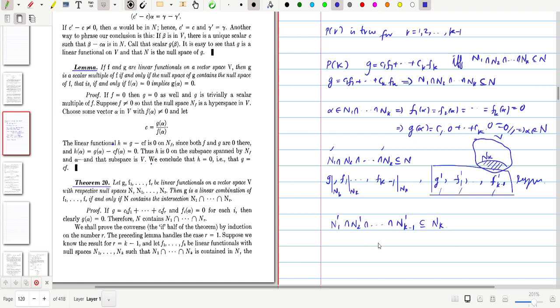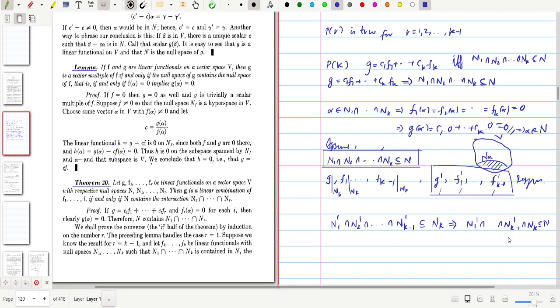Then from this you can write that N1 prime intersection, etc., intersection Nk minus 1 prime intersection Nk, because Nk prime itself is Nk, because Nk prime is the null space of fk prime. Fk prime is a zero functional in Nk, then the null space coincides with this. So this is contained in N using this assumption. We need to prove the result by assuming N1 intersection, etc., Nk, this intersection is contained in N. So we have already assumed that this is true. Since this intersection is contained in Nk, this intersection is contained in N using this assumption.